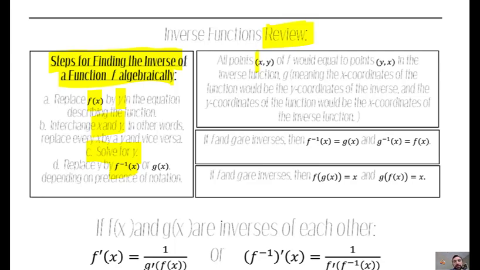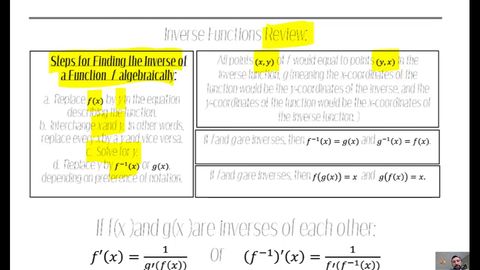Okay, if you have a point on a function, you need to know that switching x and y is how you get a point on the inverse function. So for every point given to you on the function, you know a corresponding point that would end up on the inverse function.